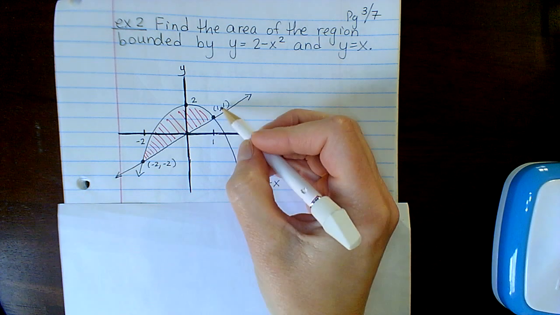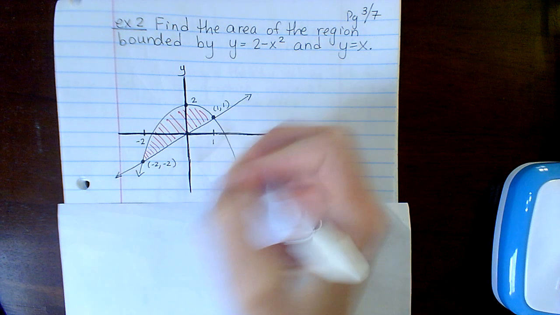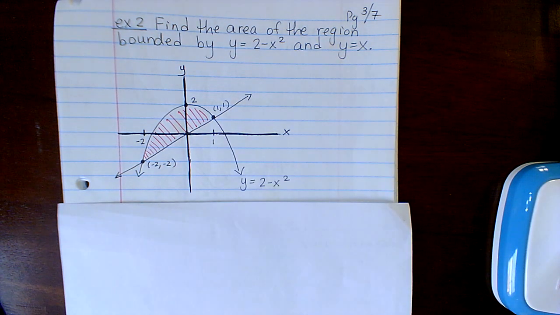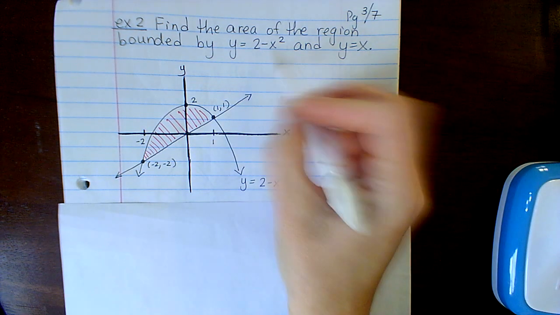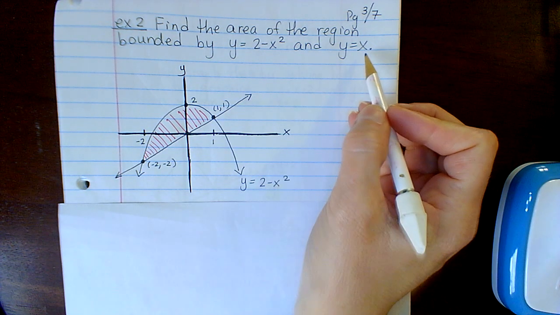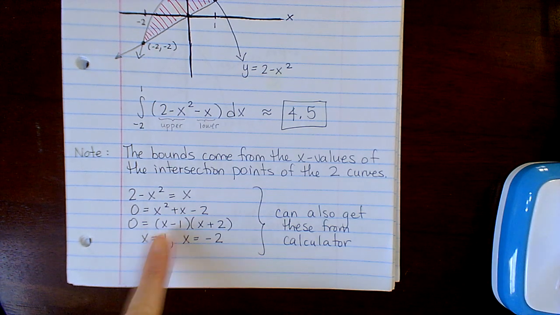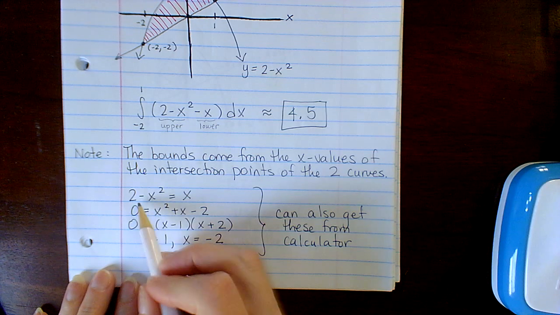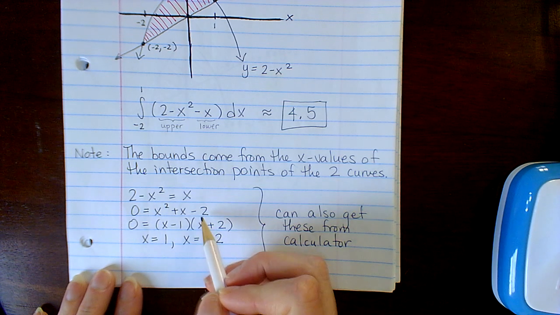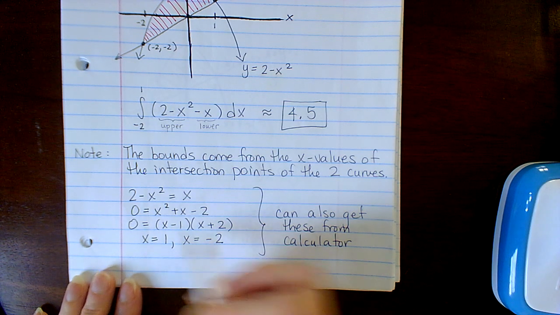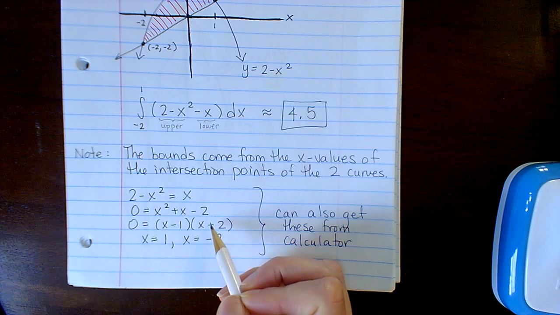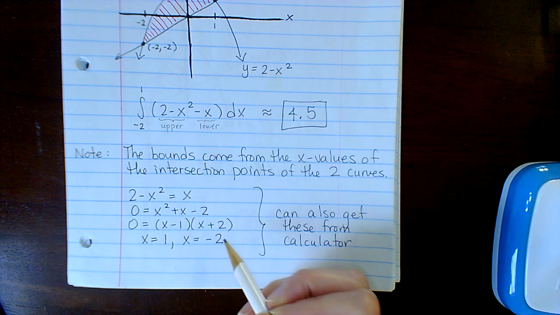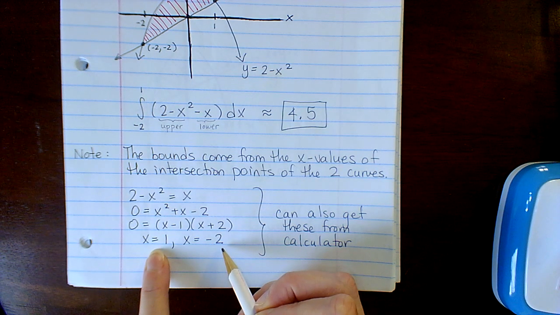Where did these intersection points come from? Well, there are 2 different ways you can do this. You could set these two equal to each other and solve, which I do down here. If I set these two equal to each other and go to solve this, you can see I can solve this by factoring. I could have also used the quadratic formula or completing the square, but I get those x values.